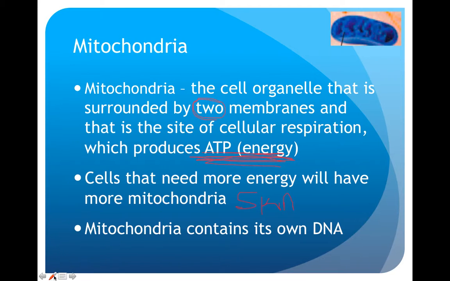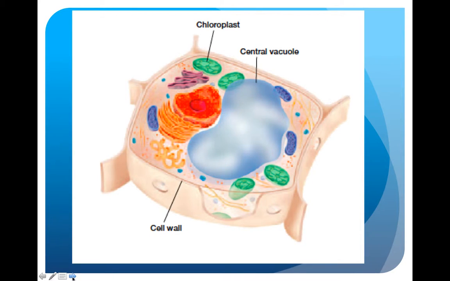Mitochondria also, hugely important, contains its own DNA. So the two things to remember here is that mitochondria have two membranes and that they have their own DNA. That is huge. So those are the organelles specific to the animal cell.